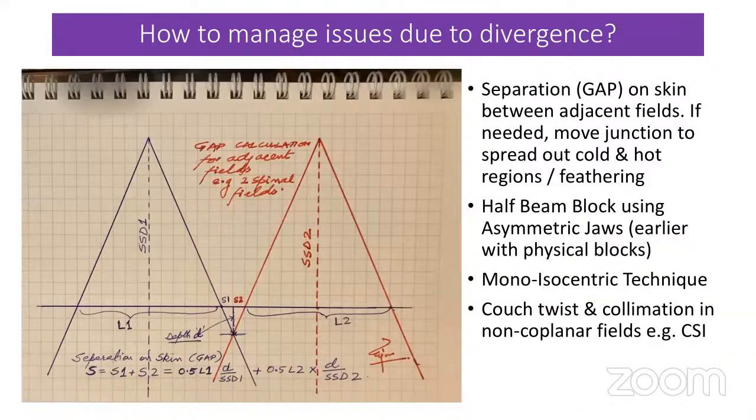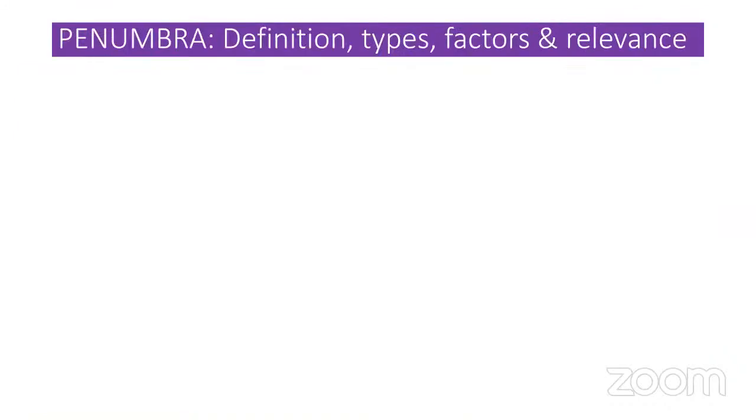But of course, the divergence in the inferior border will increase, so you have to take care of that. And similarly, between the cranial and the spinal fields, when we talk about that, we move the couch angle and we do the collimation of the cranial fields for CSI. And of course, when we increase the SSD, then there's less divergence.